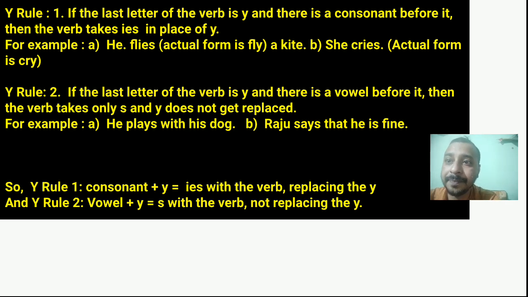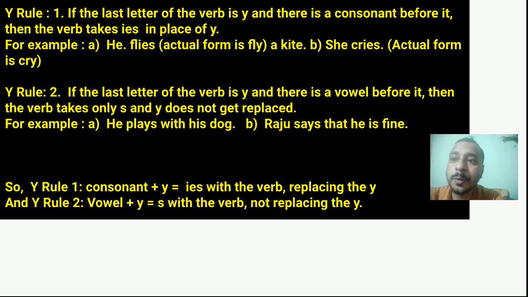You see the examples here. For example, he flies a kite, but the actual form is fly. F-L-Y. Y is at the last, and before Y there is L, and L is a consonant. So if you have to add S, ES or IES, then you write FL, and in place of Y, IES, because before Y there is a consonant letter, not a vowel. Same thing, she cries. CRY is the actual form. Before Y there is R, and R is a consonant. So Y is replaced by IES, like CRIES.